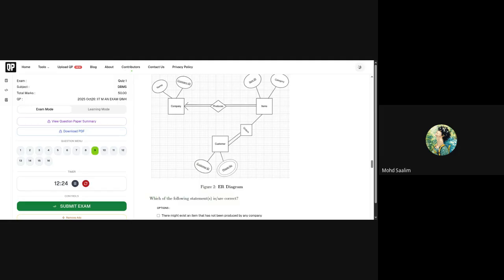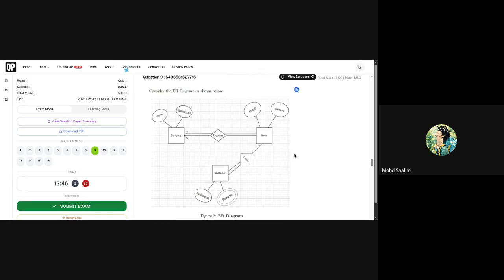Between company and items, you can see there is a one-to-many relationship, right? Between customer and items, there is a many-to-many relationship. And phone number is a multi-valued attribute. Is it enough of a hint to understand the minimum number of tables required for this ER diagram? We solved a very similar question in the previous session, right?